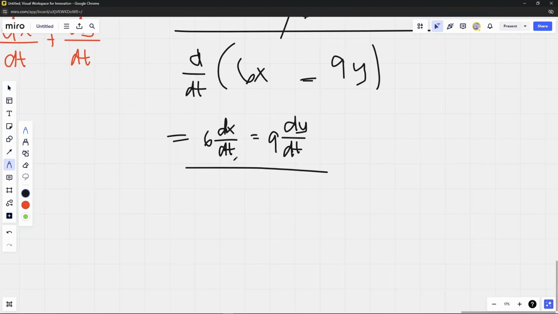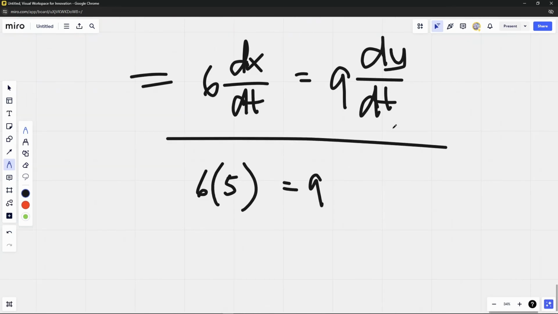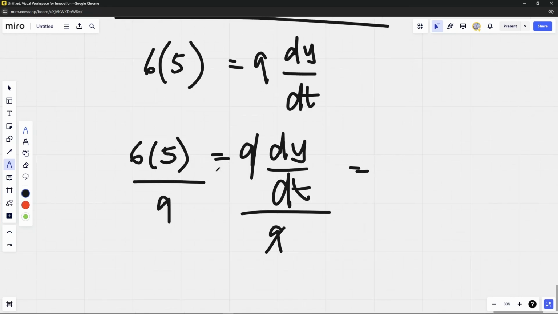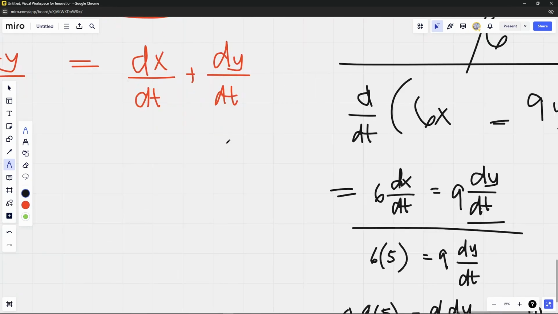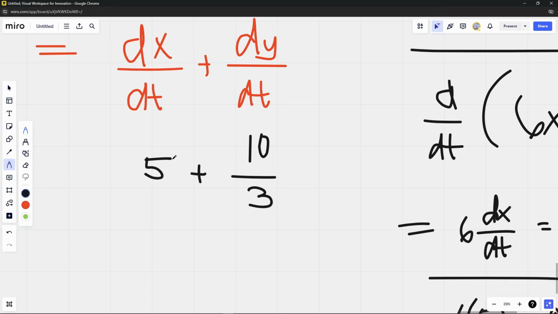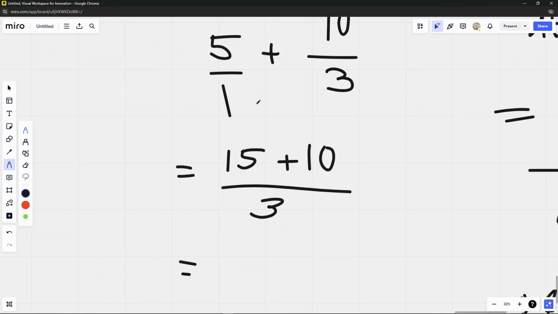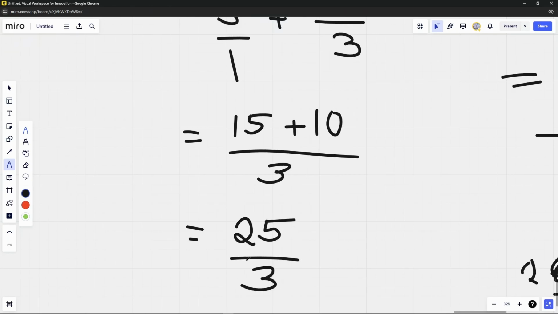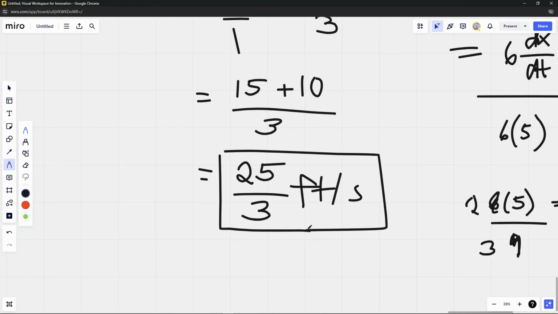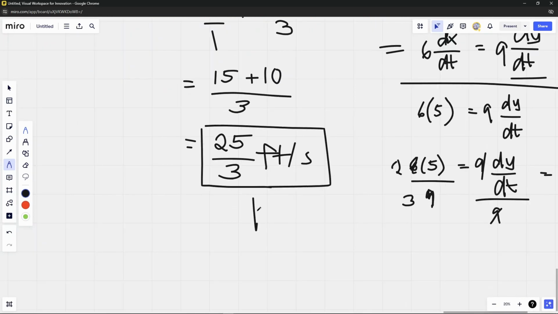Kung nakuha mo na yan, i-plug mo na yung given mo. You know na itong dx over dt is 5. So 6 times 5. And then 9, hindi natin alam yung dy over dt. So just copy. Simplify natin tong 6 at saka 9. Magiging 2 over 3. 2 times 5 is 10, and then over 3. So 10 over 3 plus 5. 5 times 3 is 15, and then 1 times 10 is 10 over 3. So 15 plus 10 is 25 over 3. Ang unit natin ay feet per second. Ganyan kabilis gumagalaw ang tip of shadow.